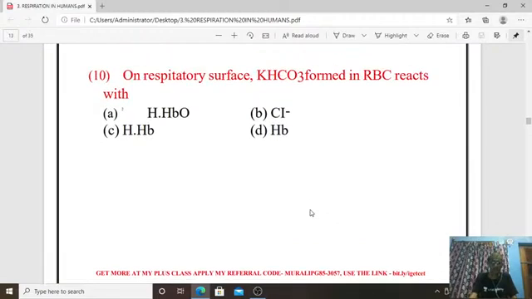Next question number 10. Question number 10 says that on the respiratory surface, KHCO3 formed in RBC reacts with what? Potassium bicarbonate formed in RBC reacts with what? The answer is A, HHbO2 content. The 10th one, answer is A.